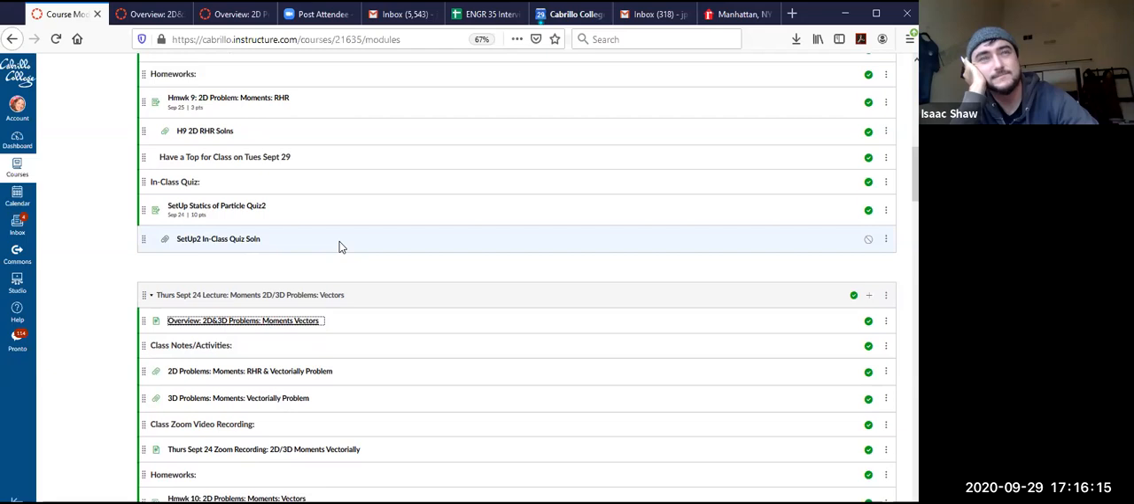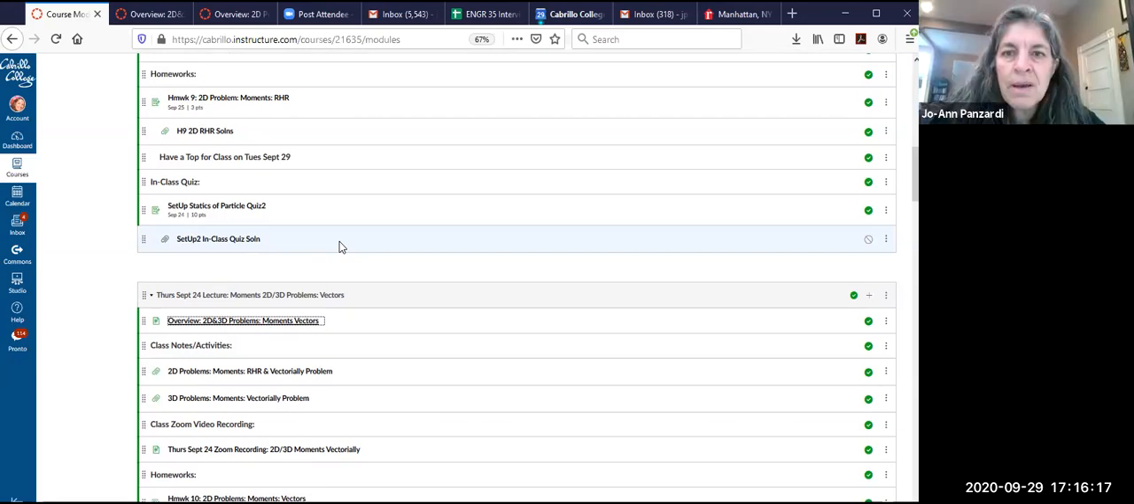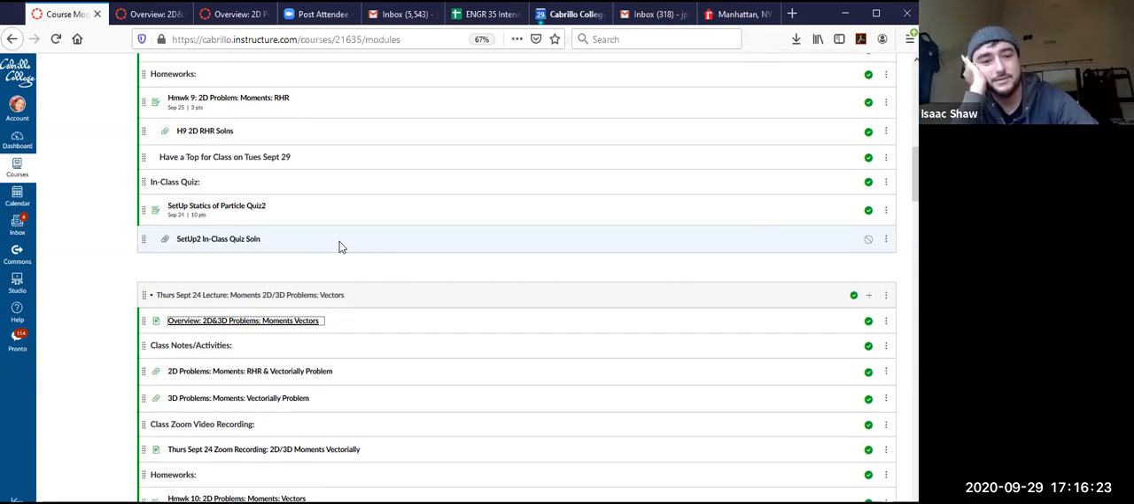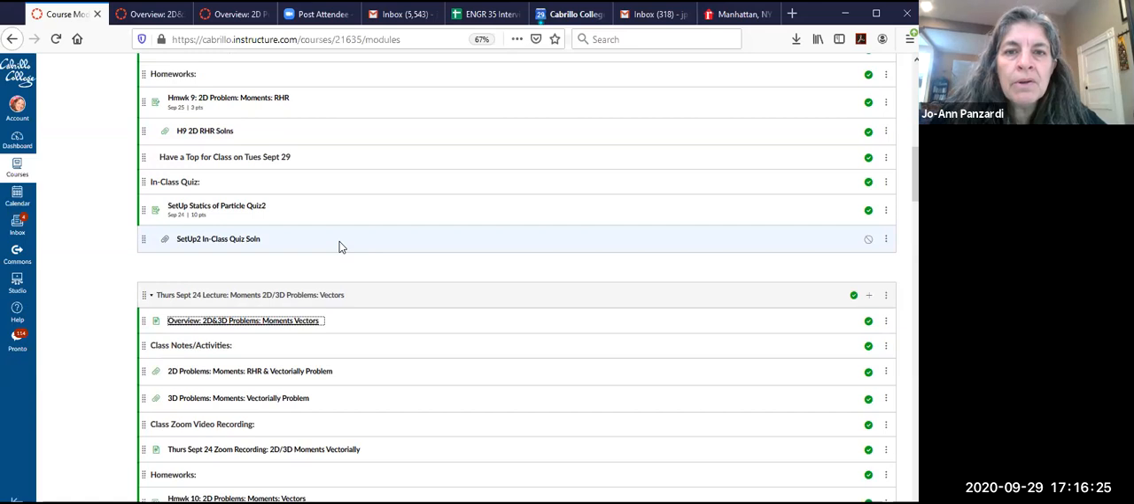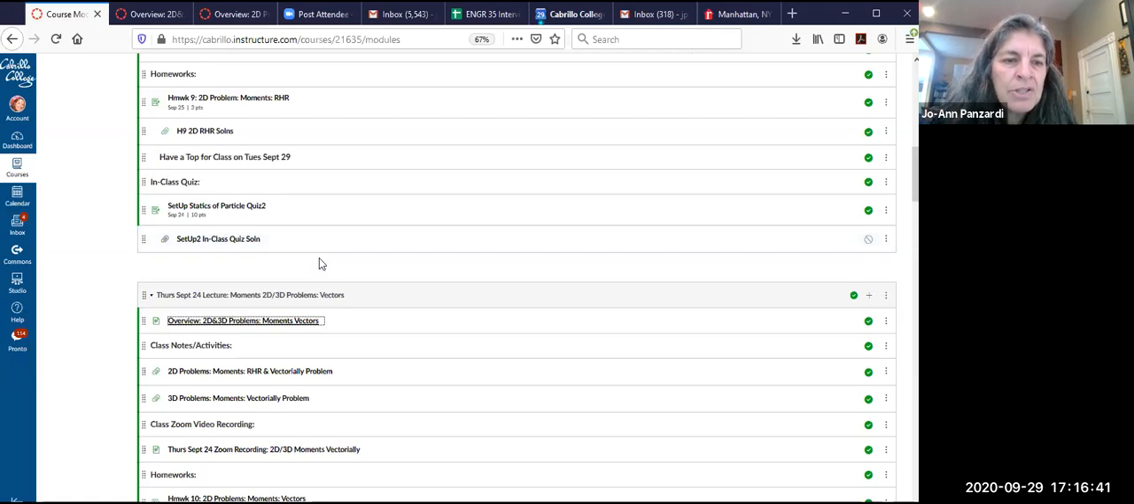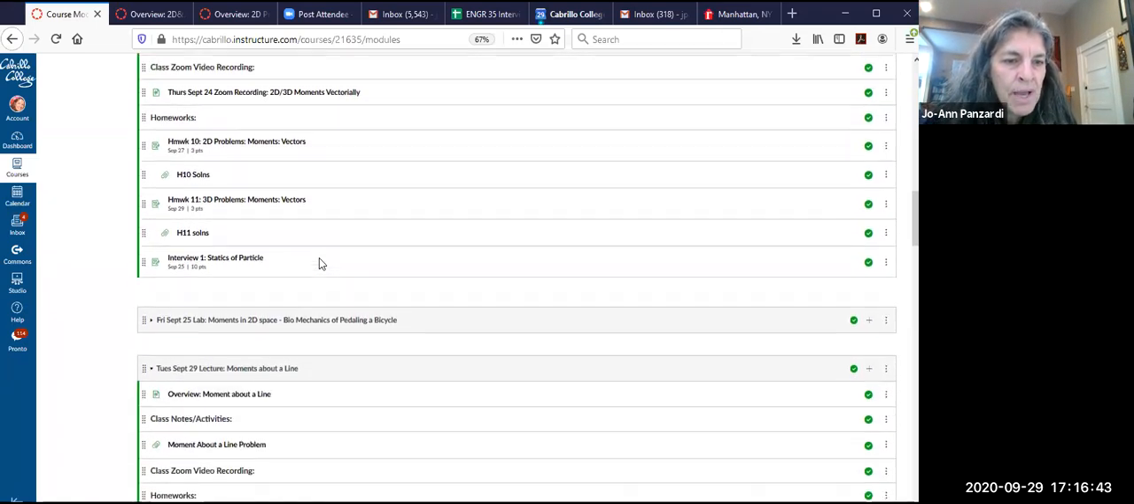Asking for? Wait, can we use the bicycle example that I've used a number of times? If you have a force and you want to know the moment, the torque that it's creating about a bar on the bicycle, you don't need to find first the moment that it creates about the point on the bicycle bar. You just need to find the moment about the whole bar. Just hang on a second and let me open this up.